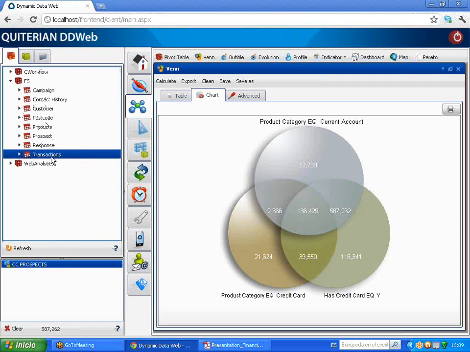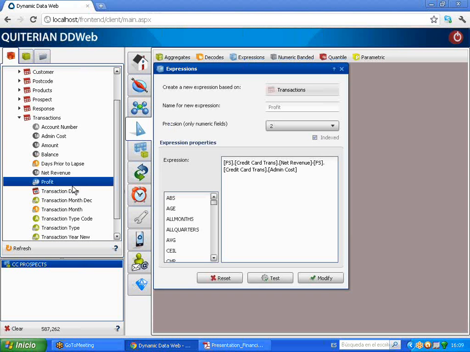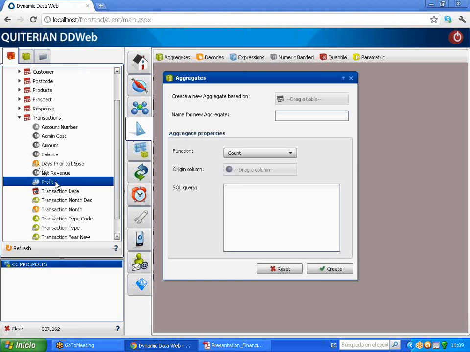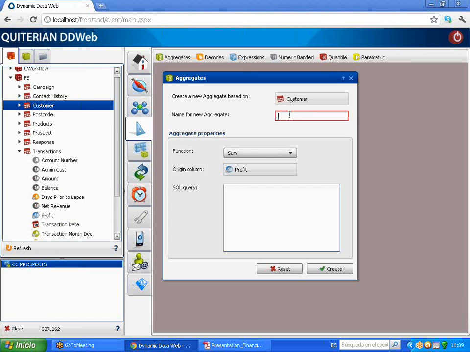I also know that there are the transactions from the credit cards. If you remember the 46 million transactions, there is a profit inside. But let's see how it's calculated. It's very easy because, as you can see, it is the credit card net revenue less the administrative cost for every single transaction. So what I need to do is build an aggregate summing every single profit of every single transaction of the 46 million transactions and group it at customer level. Why? Because probably a customer can have 1 or 2 or 3 credit cards, so I cannot aggregate at product level. So let me rename it to credit card profit by customer.